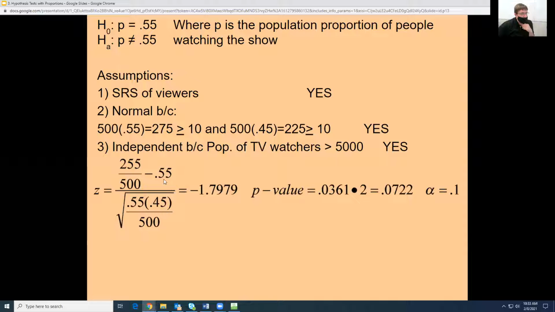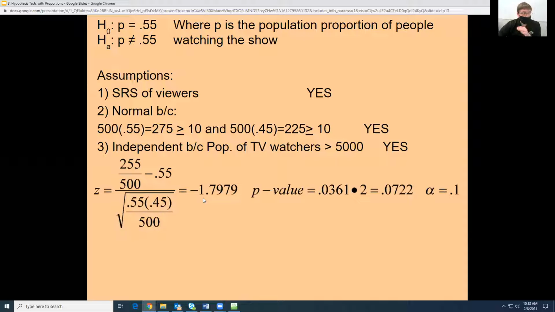We're supposed to be at 55%. That was the original one, right? That was our original hypothesis. So we subtract it. And then we divide by the standard deviation, which is the square root of the population percentage times 1 minus that percentage over the sample size n right here.